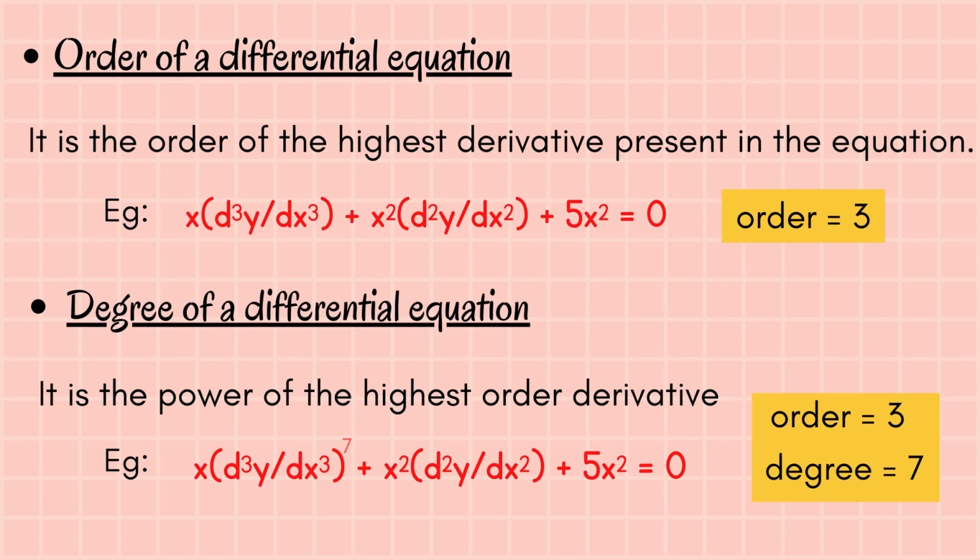In the first equation over here, the highest derivative is x d cube y upon dx cube, and so its order is 3. To understand what is the degree of a differential equation, let us see the second equation. In this equation, we first need to know the order of the equation and the order is clearly 3. Now the degree is the power of the highest order derivative. In the equation here, the power of the highest order derivative is 7 and so it is the degree of the differential equation.